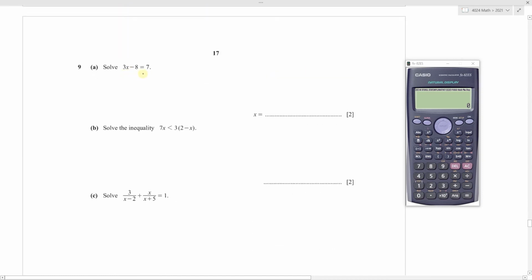Question 9, part A, solve this. So I'll take this other 8 to the other side. 3x will become 7 plus 8, which is 15, and x will be 5. So x equals 5.